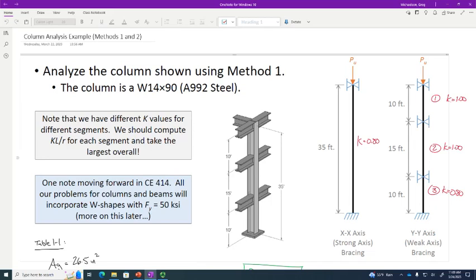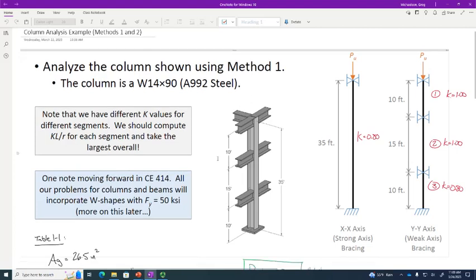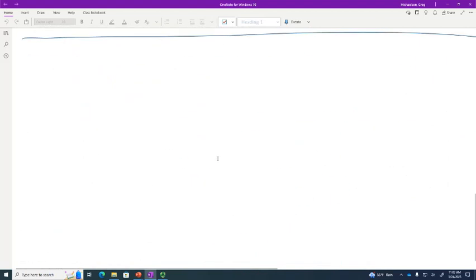So what we found in the first method was KX was 0.8 and LX was 35 feet. And then for the y-axis, remember how we found that this segment was the one that we needed to pay attention to. It has the largest K value and it has the longest length. Y'all remember that? Okay, all right. So let's just keep that in mind and let's do a little bit of quick figuring.